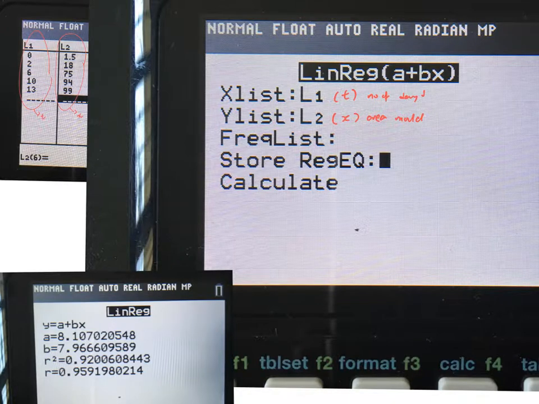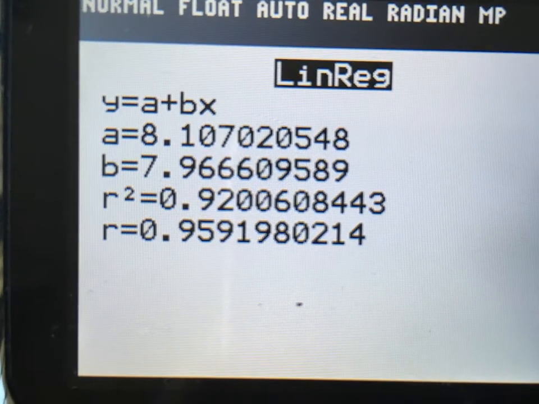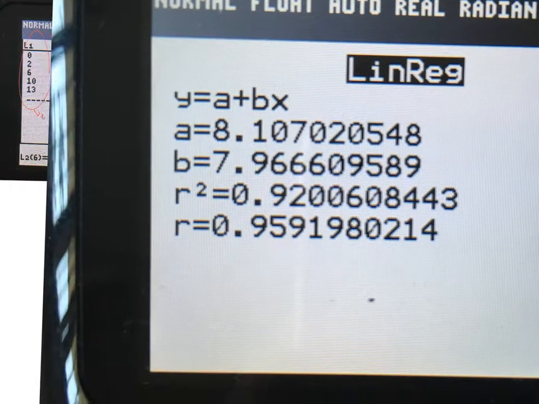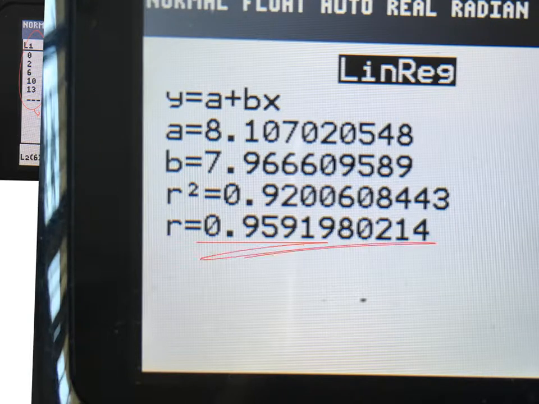So next I'll do that, and I should have my r equal to 0.95919. So this would be the answer that you get. Okay, so this is for part 1.